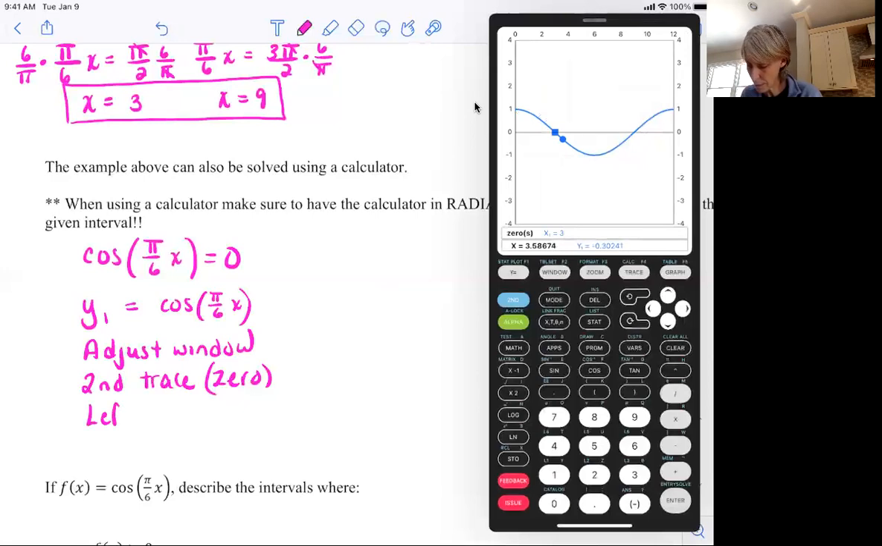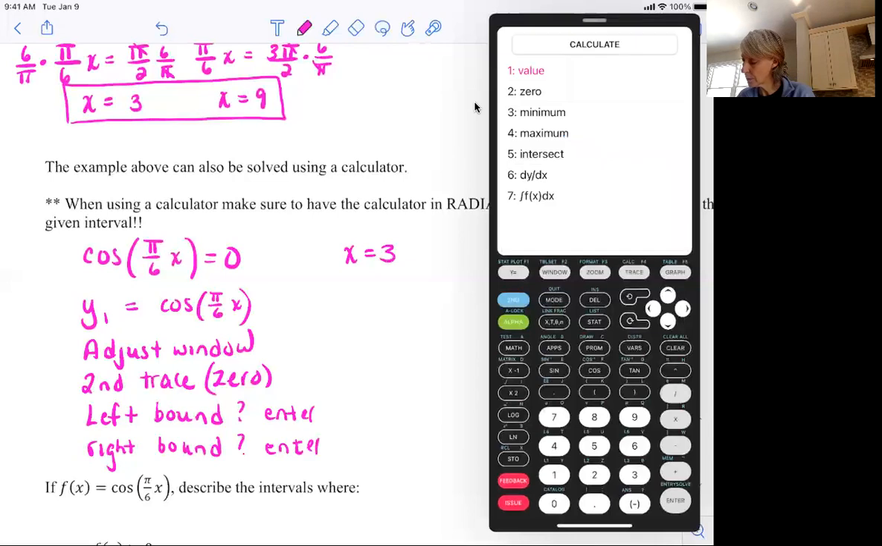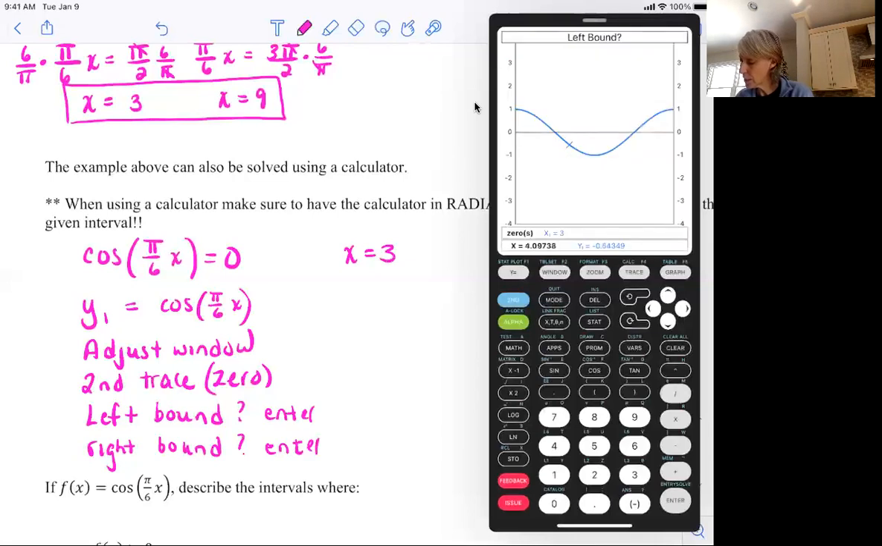So left bound, right bound. And after you hit that, your 0 is going to come up on the screen. So we have a 0 at x equals 3, which matches what we got algebraically. Now let's find the other 0. If you're doing this on your TI-83, there might be one extra step. I think you have to hit enter one more time. We will deal with that if anyone has any questions. And my second x-intercept is at 9.